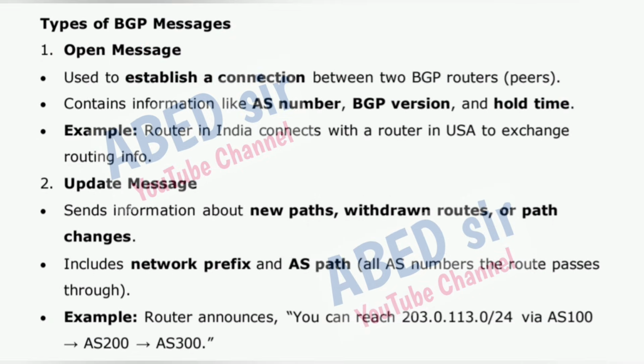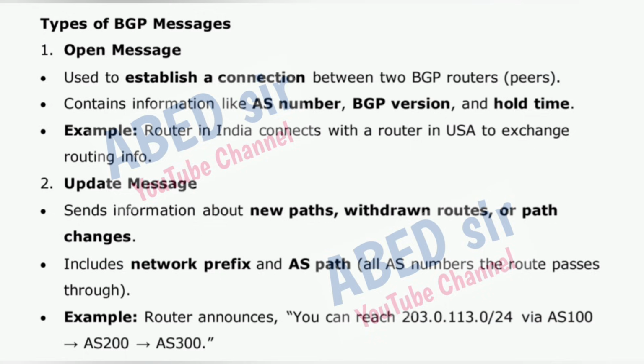Types of BGP messages. 1. Open message. Used to establish a connection between two BGP routers, peers. Contains information like AS number, BGP version, and hold time. Example, router in India connects with a router in USA to exchange routing info.